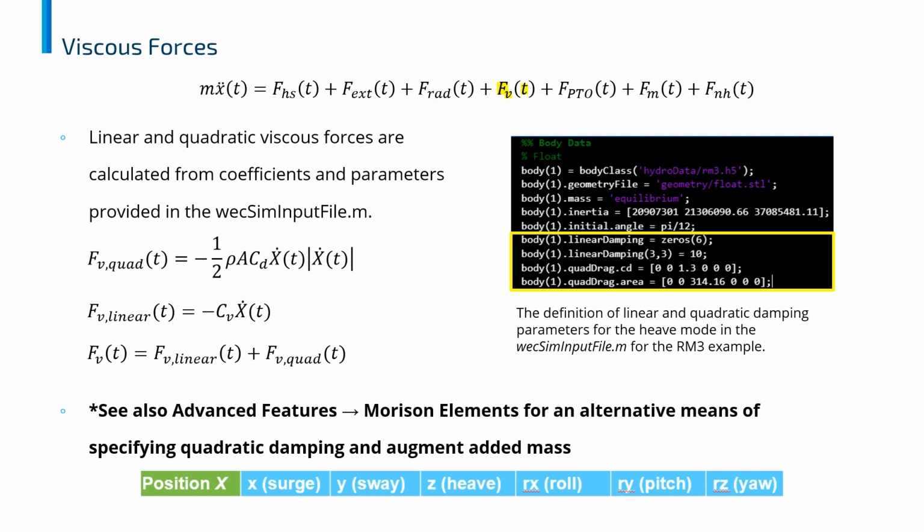We do have the additional option of implementing Morrison elements, which also subtracts off the relative flow of the undisturbed wave velocity based on the linearized orbital motion. If you would like more information on this implementation, please look at our advanced features under Morrison elements.